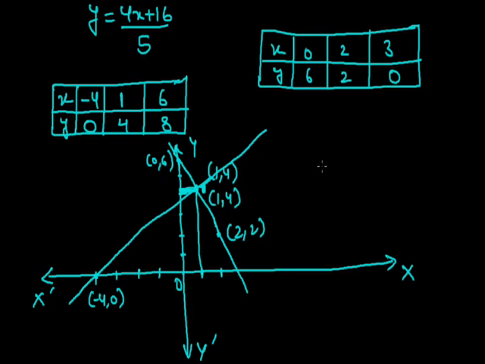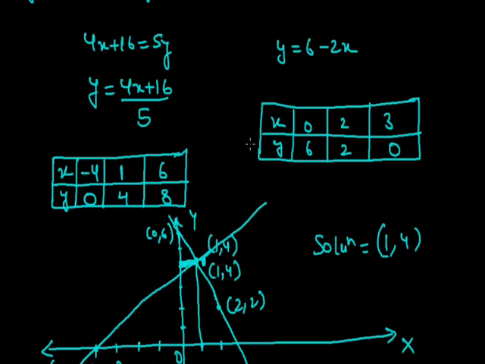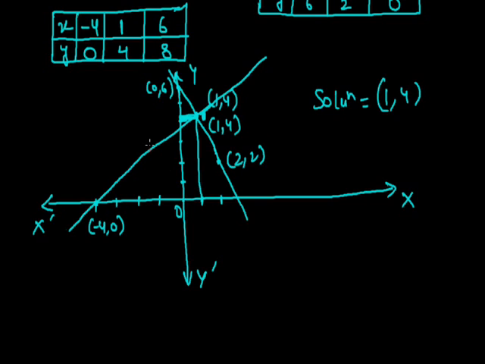So the solution of both these linear equations is 1 and 4, that is, the value of x is 1 and the value of y is 4. And if we keep these values of x as 1 and y as 4 in these two linear equations, it will satisfy them. In the same way, we can plot any two linear equations, and whatever the intersection point of those linear equations is, that point is the solution of both linear equations. So in this way, graphically we can find the solution of simultaneous linear equations.